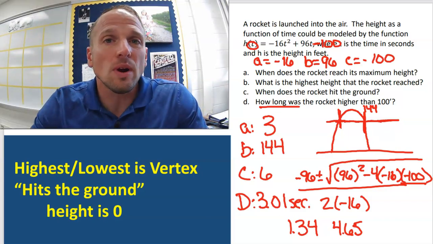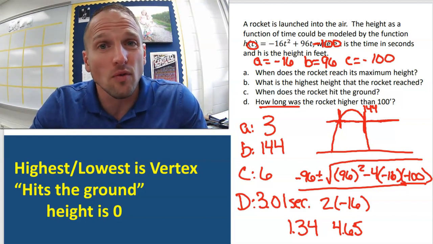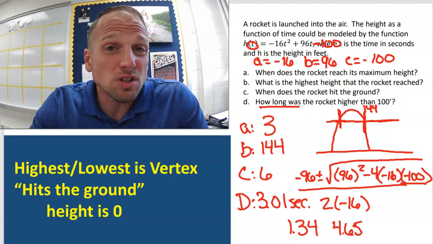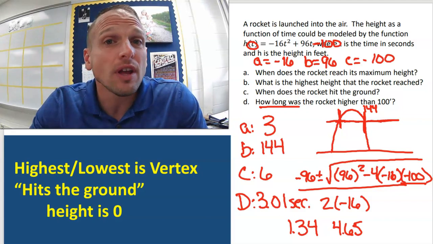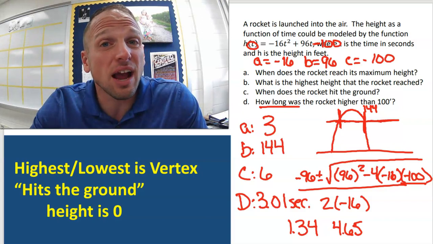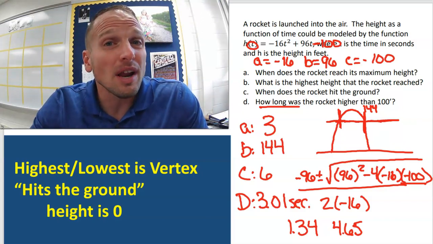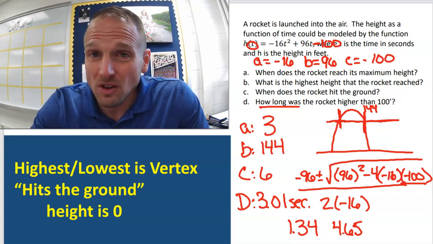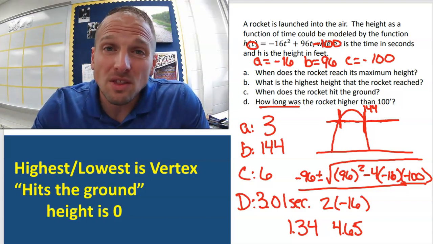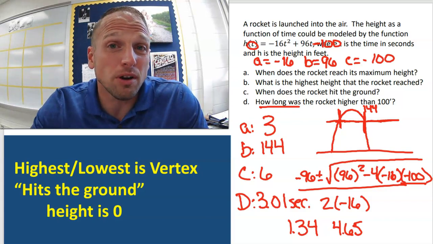Next question, when does it hit the ground? That means the height is 0. So we're going to have to solve this using the quadratic formula. And one answer was 0, one answer was 6, but we just want to know when it comes back down and hits the ground. So that answer is just going to be 6. And then the last question, how long is it above 100 feet? So we put 100 in for the height. And remember, it has to be equal to 0, so we have to subtract that 100 over. Then use the quadratic formula, and we'll take those two numbers and subtract them. And that'll show us how long it was above.